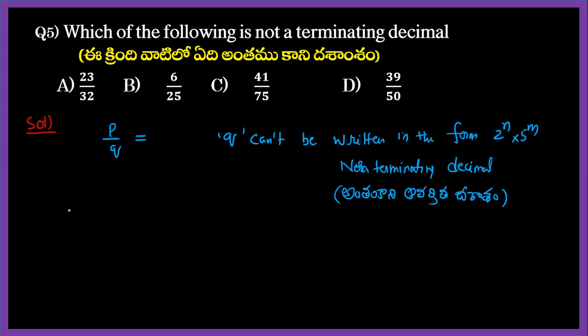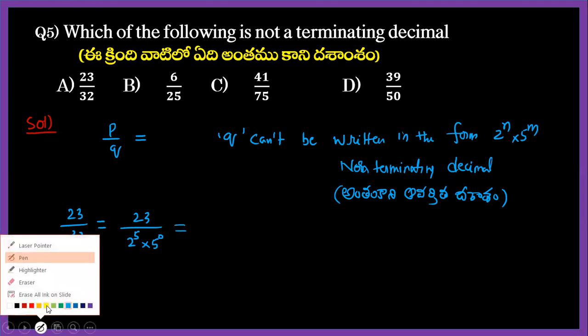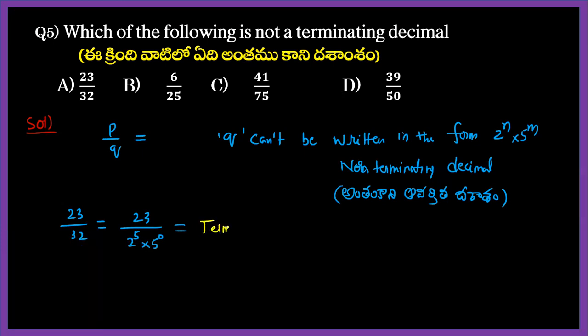The first option, 23/32. Denominator, I am writing it as 2 power 5. 32 can be written as 2 power 5. That's all. So, we can write 5 power 0, and 5 power 0 is 1. Therefore, it is clearly in the format of 2 power n into 5 power m. So this is terminating. This is terminating. Antam ayye dasamsam.